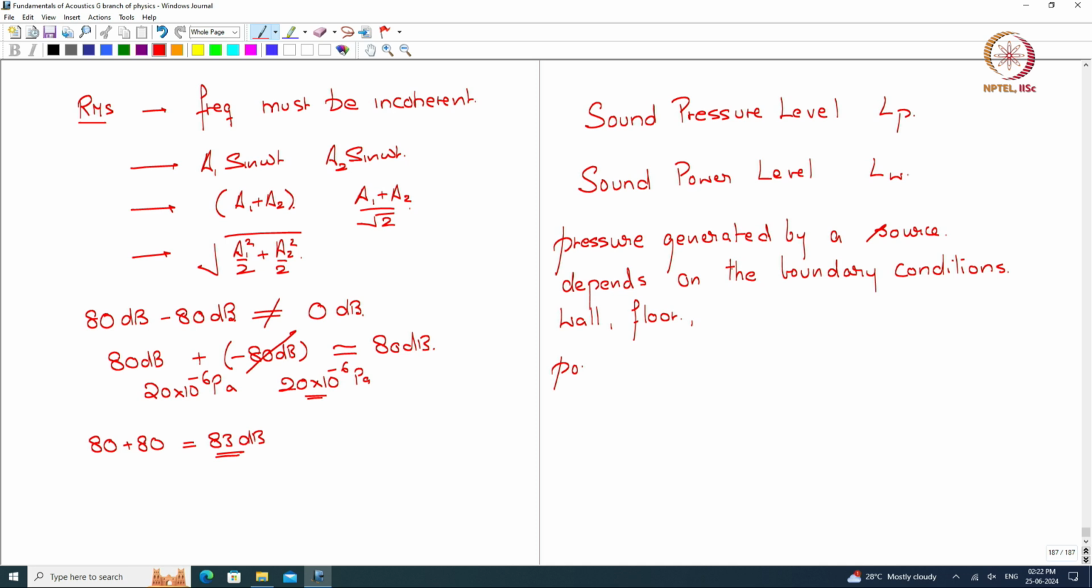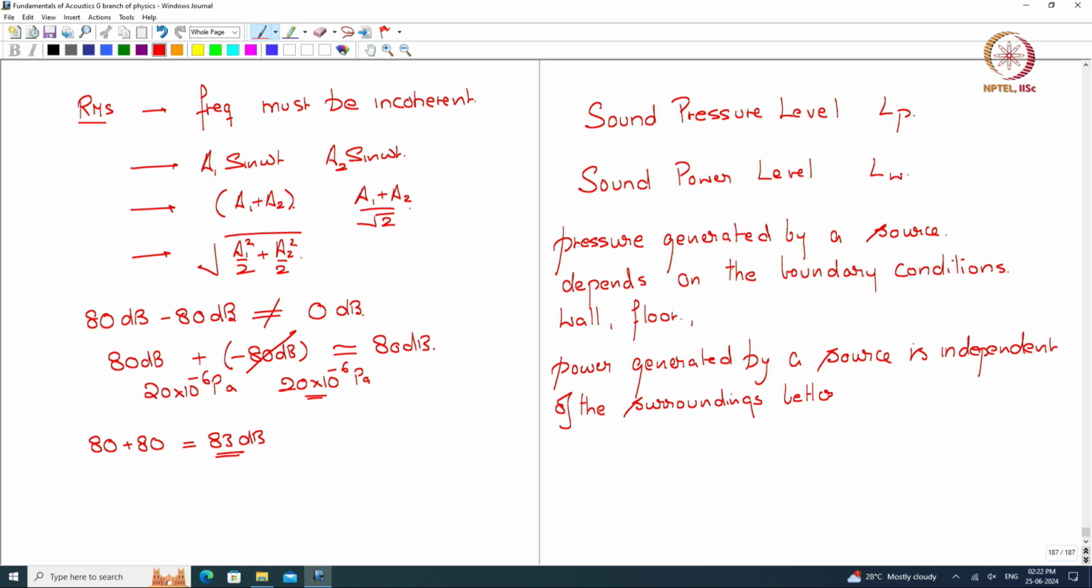Whereas the power generated by a source is independent of the surroundings, and so is a better indicator of the nature of the source. Okay, but these measures have their uses.